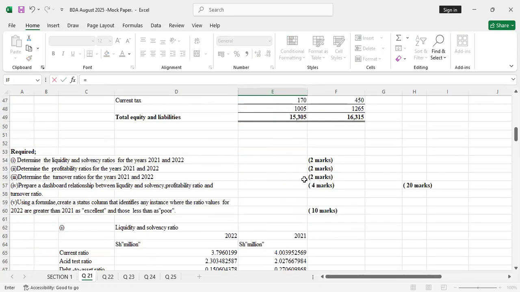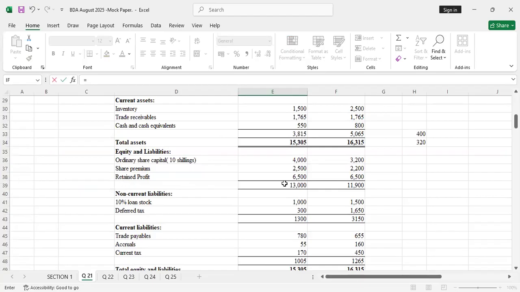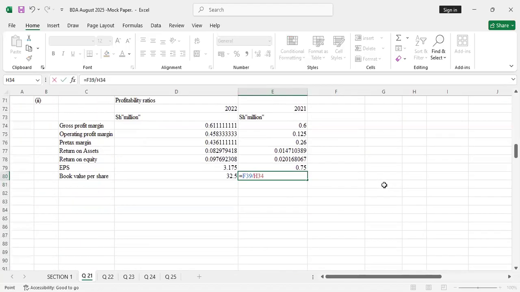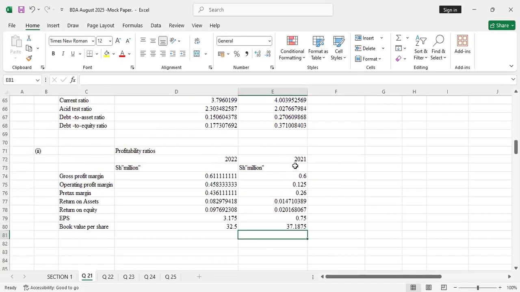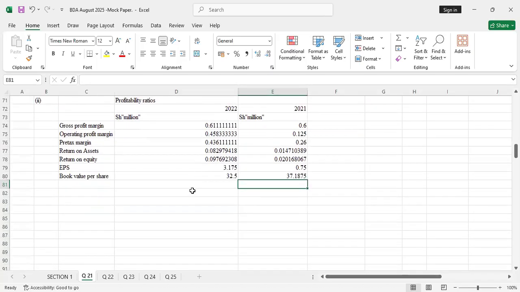Then for 2021, we do the same. We look at the total equity, which is 11,900. We divide by 320, which is the total number of shares in the year 2021. That is how we are supposed to handle part 2 of that question. And as I said, if you do it correctly, profitability ratios, you get the full 2 marks. Okay, we continue.